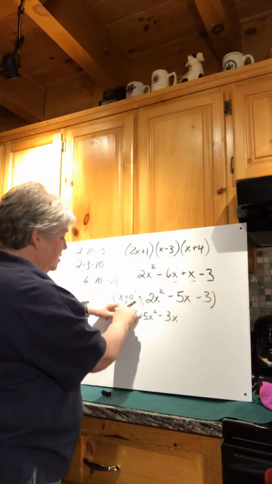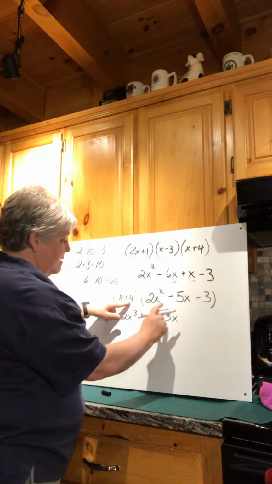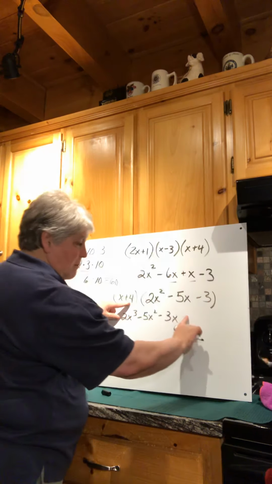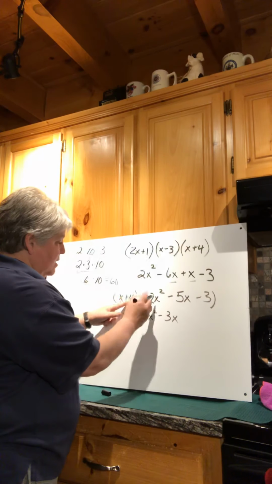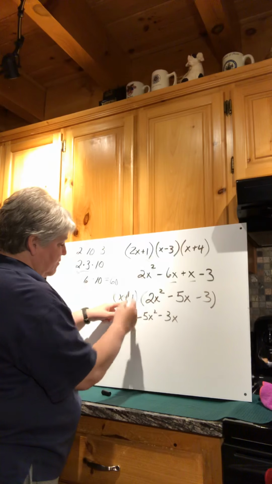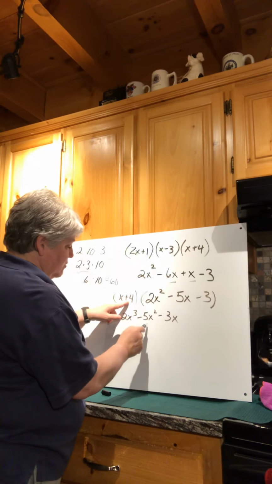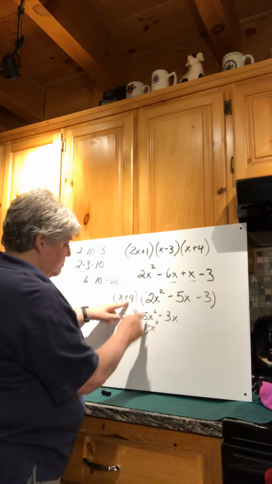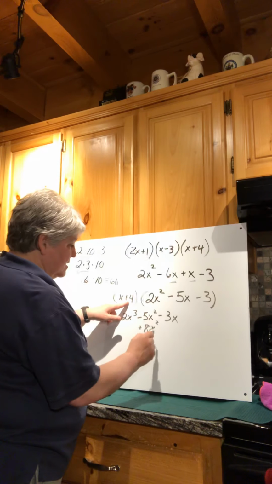So the 4 gets multiplied by this. 4 times 2 is 8x squared. I'm afraid I'll go off the board, but I kind of like to line up my terms with the other like terms. So 4 times 2x squared is 8x squared, and it's positive times positive. Okay. And then the 4 times a negative 5 is a negative 20x.